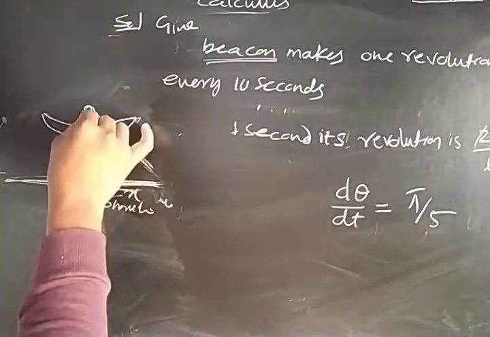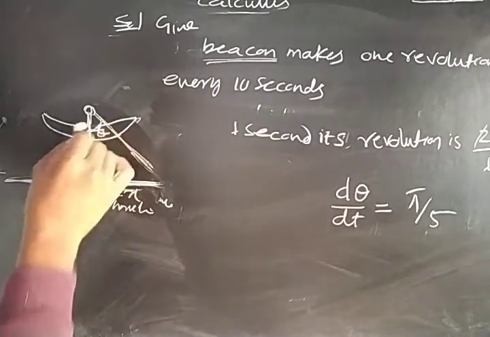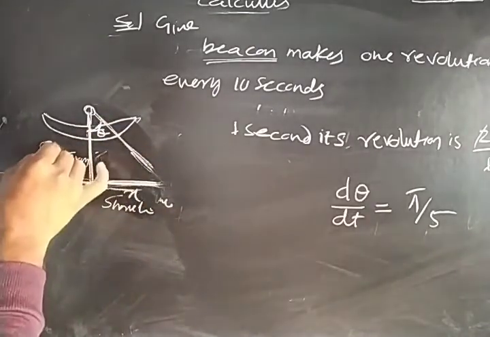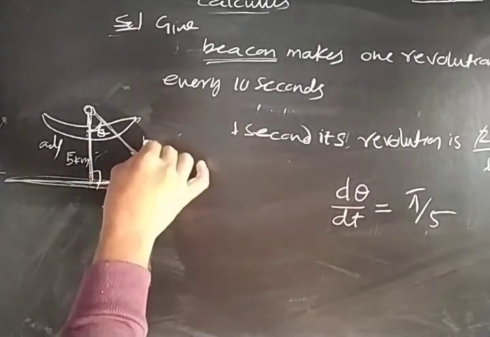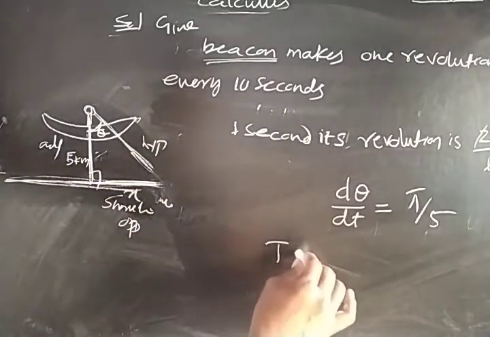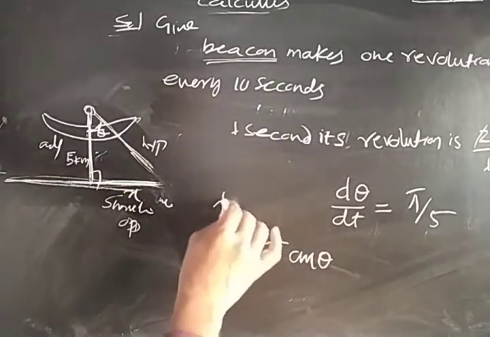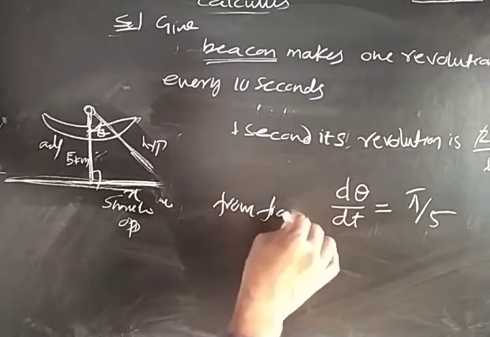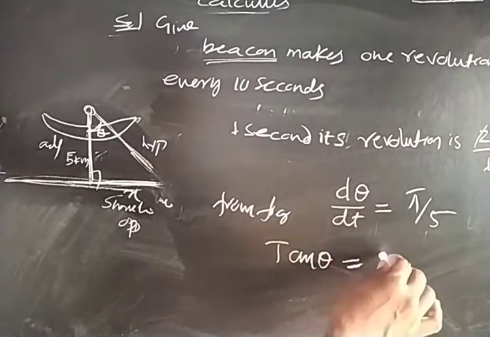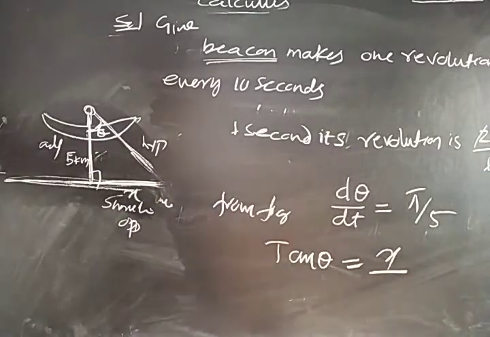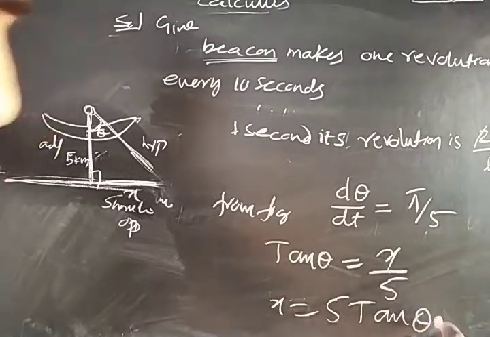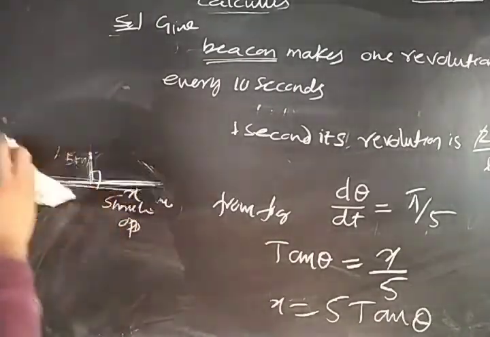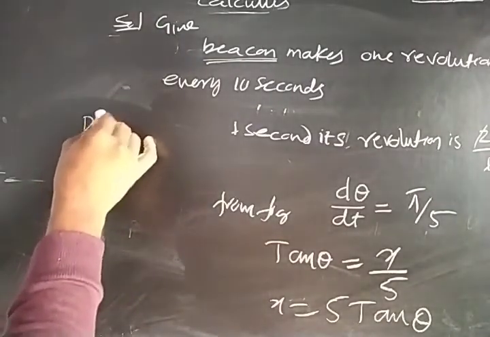In this diagram, if you take theta here, this is the opposite side, this is the adjacent side, this is 90 degrees, and this is the hypotenuse. From the figure, tan theta equals opposite side x by adjacent side 5, so x is equal to 5 tan theta. I am going to find the change in x with respect to time, so differentiate with respect to t.